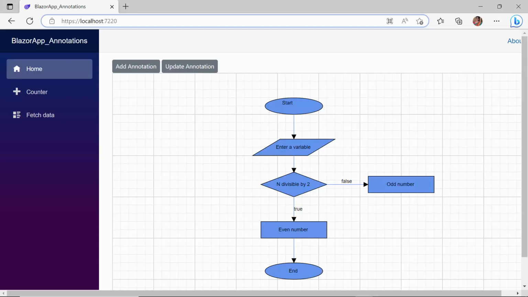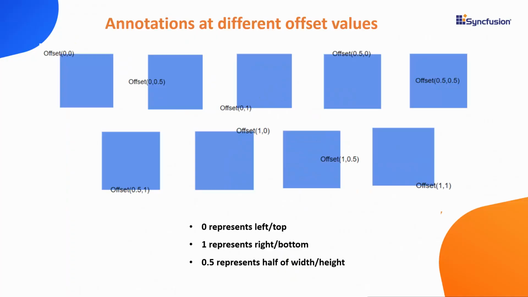You can see the annotation is aligned in the top left position, with respect to the current offset values 0.5 and 0.5. Annotations can also be aligned based on offset values. Look at this image, it represents the different offset values in which the node annotation can be positioned.